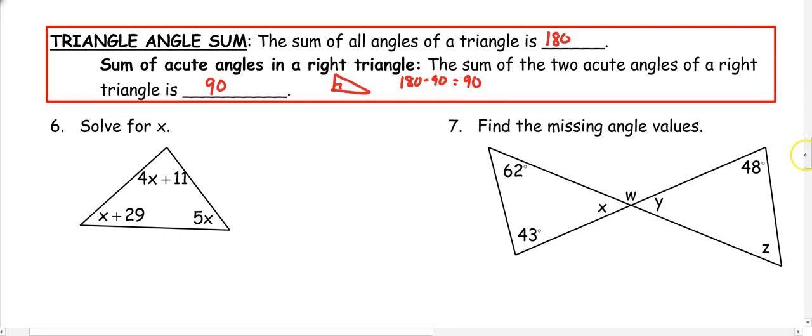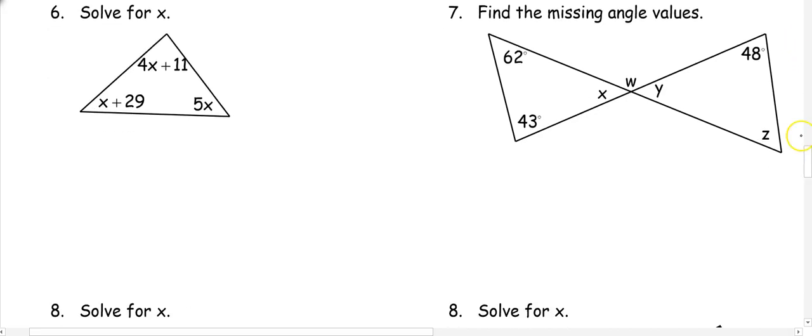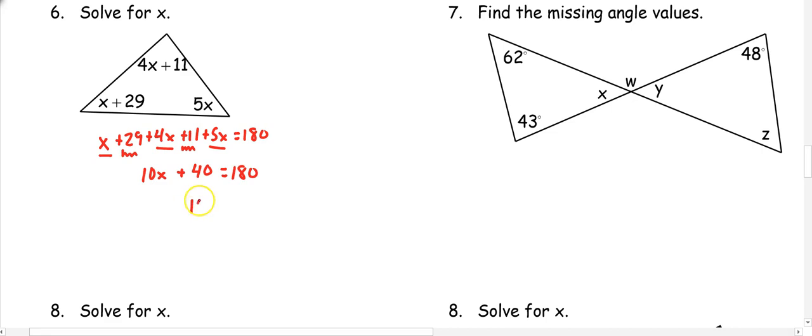So let's use these ideas to solve for x. In number 6, we're going to add all of our angles together and set it equal to 180 degrees. When I combine like terms, I have x plus 4x plus 5x, which gets us 10x, and I have 29 plus 11, which gets us 40, equals 180. So we're going to subtract 40 from both sides and then divide by 10, and x is 14.